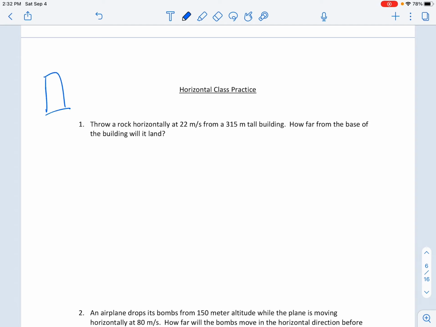So first I'm going to draw my building, and then here I am, and I've got my rock, and I'm going to throw my rock forward. So if I'm imagining this in my mind, that rock is going to go forward and it's going to fall so that it lands over here somewhere.